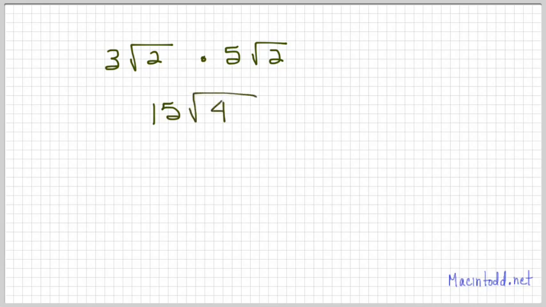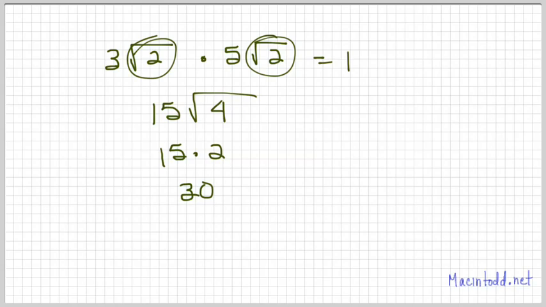So for example, 3 root 2 times 5 root 2, outside times outside, 15, inside times inside, 4, but that's just 15 times 2, or 30. And in general, whenever you see a root 2 times root 2, or a root 3 times root 3, we like to jump to just this, 15 times 2, because this automatically gives you a pair of 2's under the radical, which makes it a perfect square. And you can square root it and just get 2.